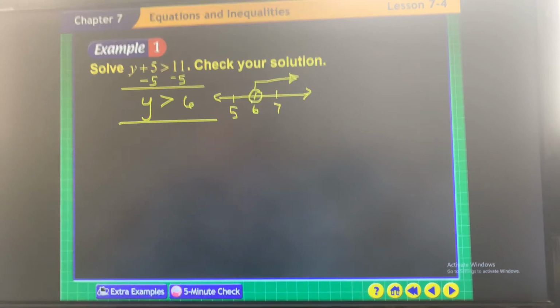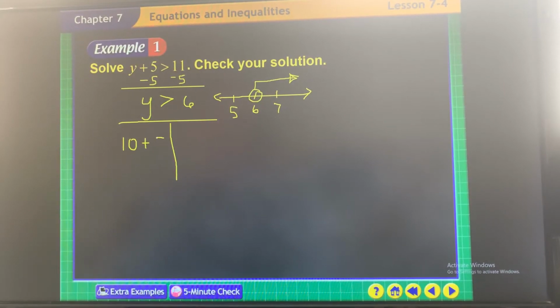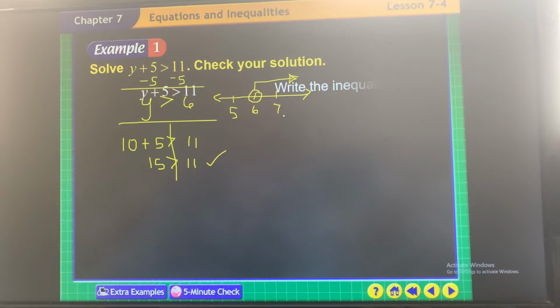So pick a number, any number you want that's greater than 6, any one you want. Has to be greater than 6. That goes for Y. Make it an easy number, like 10. And say 10 plus 5. Is that greater than 11? Yep, 15 is greater than 11. Check. So your check step is different than solving an equation because in an inequality, you have an infinite amount of solutions to choose from. You choose whatever solution you want as long as it fits the criteria of the graph, the number line that you made.